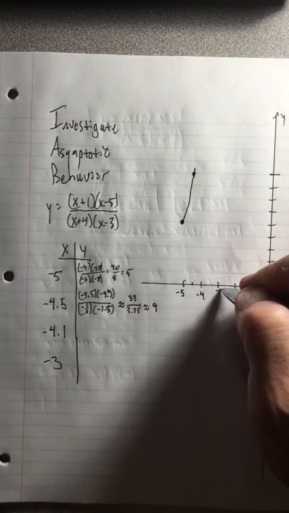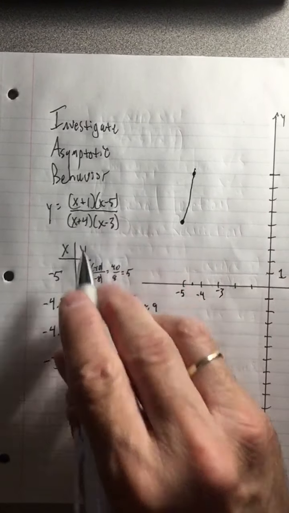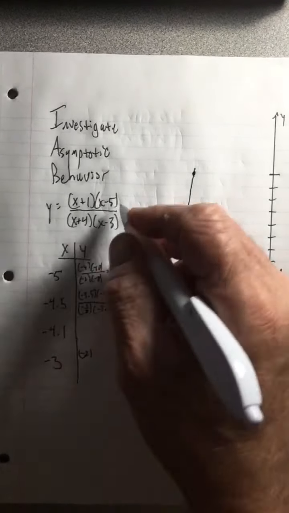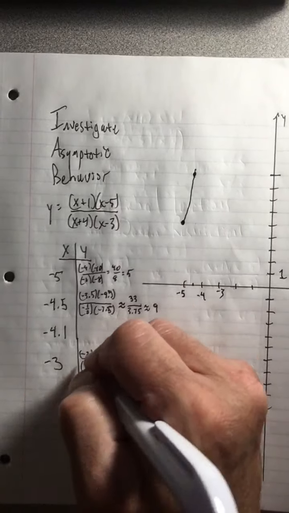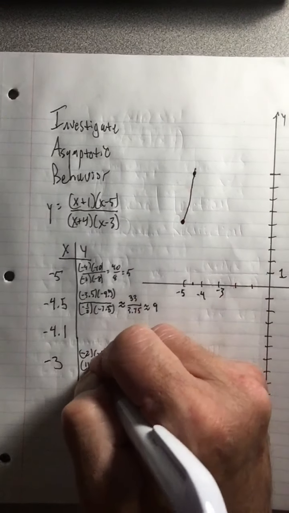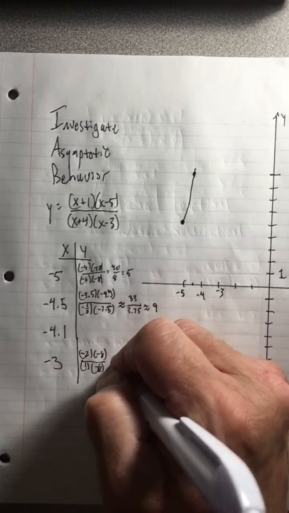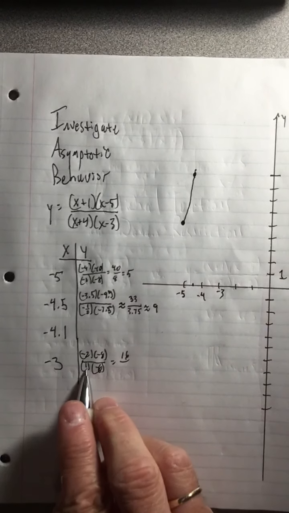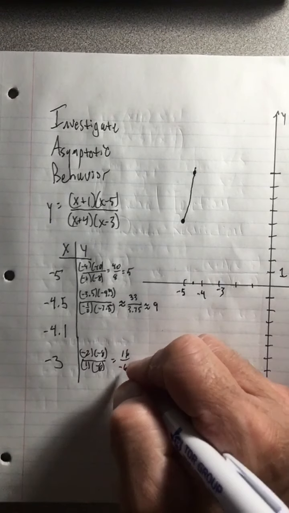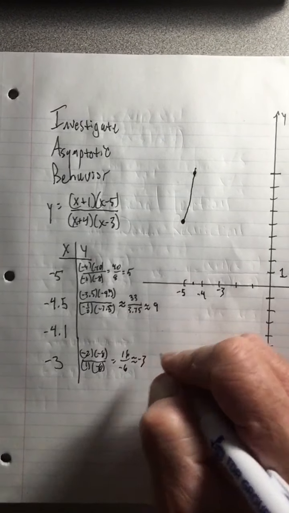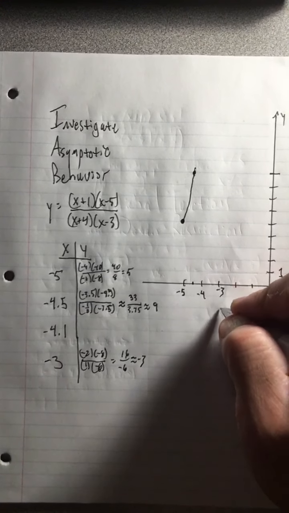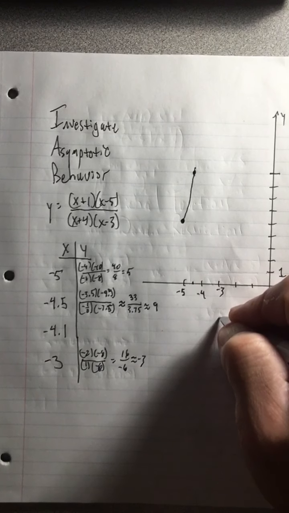Like if I put in -3, what do I get? Well, negative 3 plus 1 is a negative 2. Negative 3 minus 5 is a negative 8. Negative 3 plus 4 is 1. Negative 3 minus 3 is a negative 6. And so a negative times a negative is a positive 16, but down below I have a positive times a negative, so it's a negative 6. If this was 18, it'd be negative 3, so it's not quite negative 3. So I go down not quite negative 3, 1, 2, not quite 3.